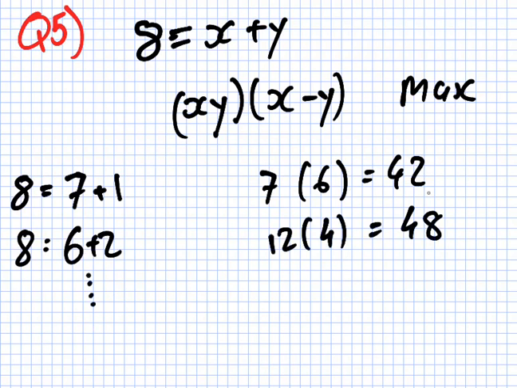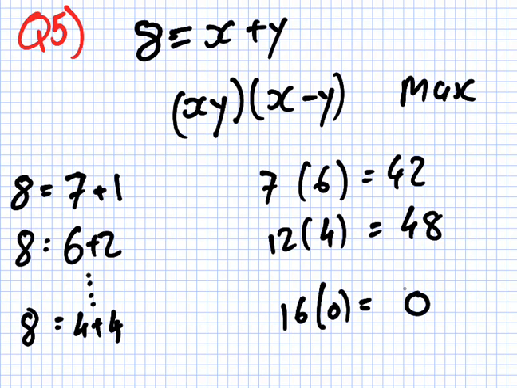What you're trying to do here is find a combination that makes this a maximum. So you can see it's getting bigger. So you think, oh, okay, what if I go further down? What if I try something like 4 plus 4? Well, their product is 16 and their difference is 0. So their answer here is 0. So you see I've gone too far. So there's some combination that makes this here a maximum.